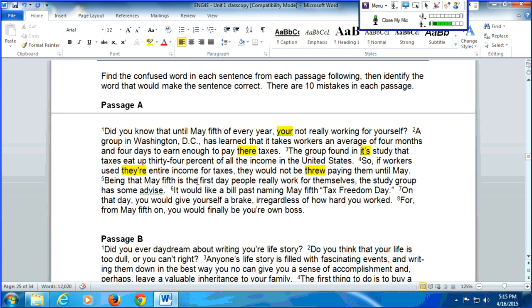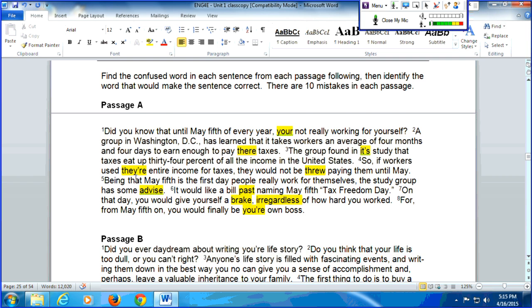Being that May 5th is the first day people really work for themselves, the group has some advice. It would like a bill passed naming May 5th Tax Freedom Day. On that day, you would give yourself a break, irregardless of how hard you worked. From May on, you would finally be your own boss. So we have 1, 2, 3, 4, 5, 6, 7, 8, 9, 10. So those are 10 mistakes.